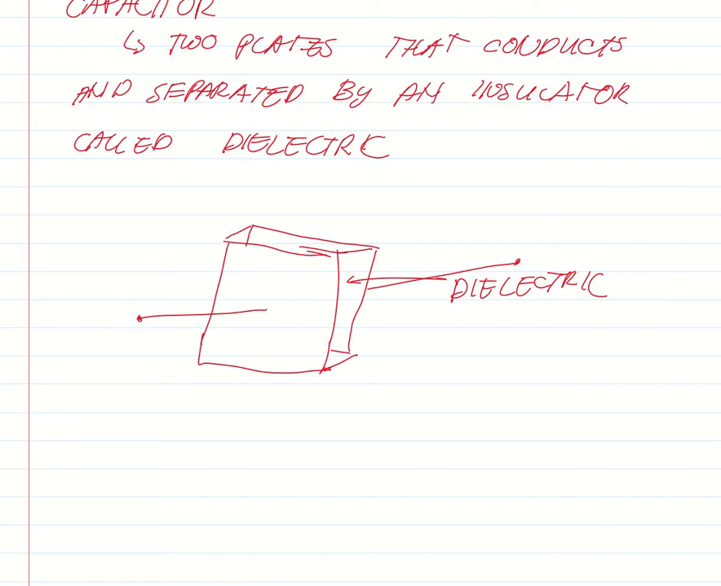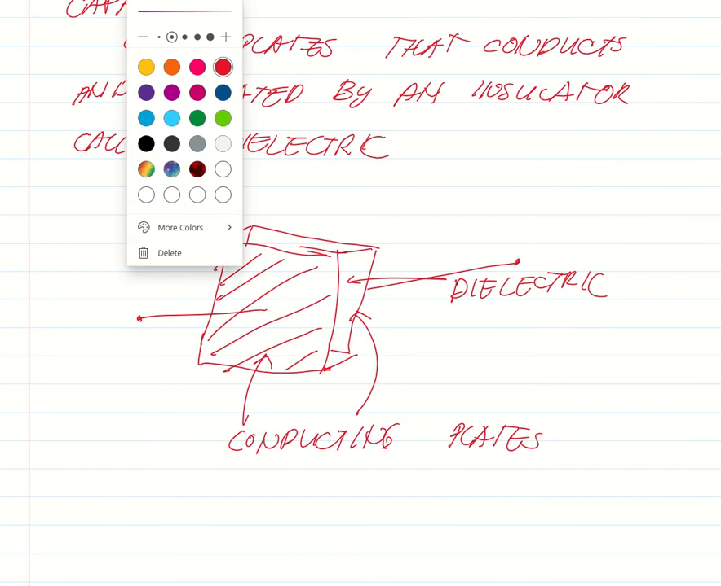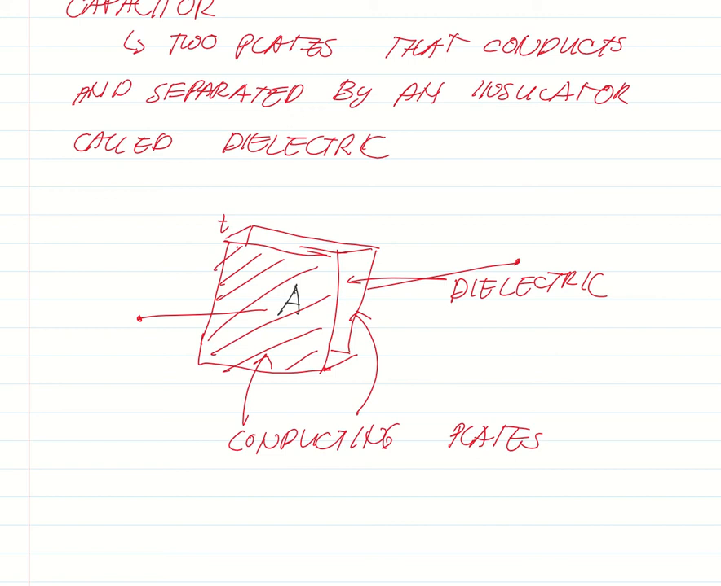Let's say the distance or the thickness of the dielectric is T, and these are the conducting plates. The two conducting plates have an area, which we can call A. A is the cross-sectional area of the conducting plates. So this is the capacitor.